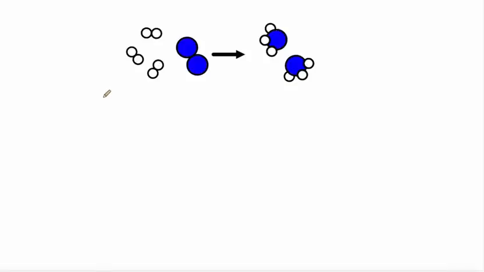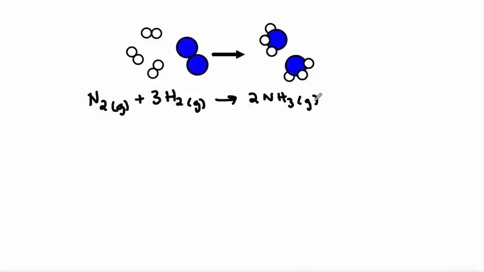And notice that for this reaction we have one nitrogen molecule, and the formula of nitrogen is N2, and it's a gas, and it's combining with three individual hydrogen gas molecules to form two molecules of ammonia. Ammonia is NH3. All of this is a gaseous reaction that's going on here.